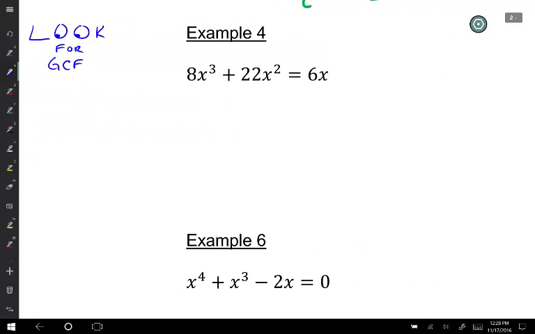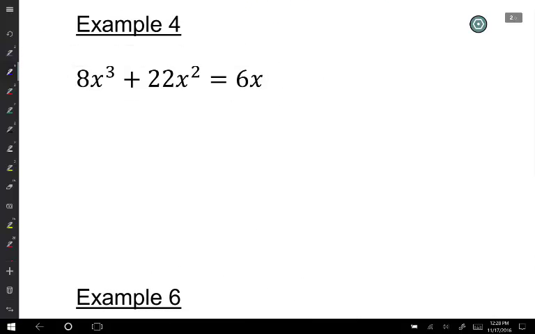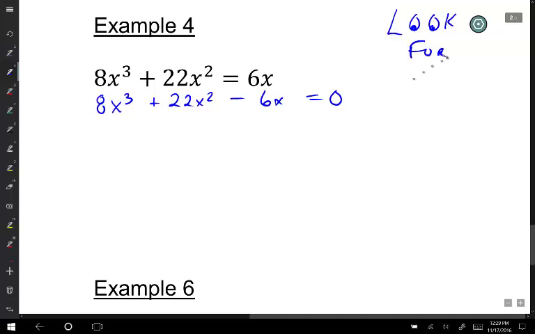8x cubed plus 22x squared equals 6x. What do you think we should do first? Minus 6x from both sides. Yeah, I like that, Simon. Let's bring that 6x over. So 8x cubed plus 22x squared minus 6x equals 0. All right. Once again, look for a GCF. Do we have one?